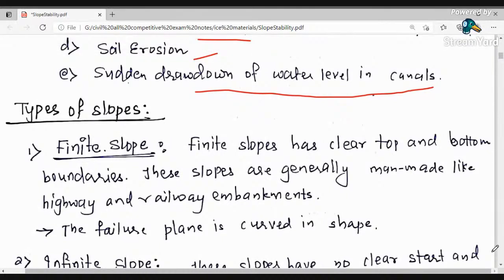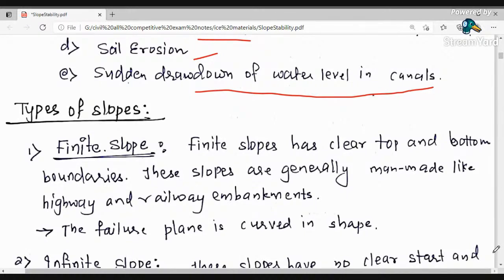Okay, next we have the types of slope, so we also have to know about what the types of slope are. In classification we found that we have man-made slope and natural slope, but based on this we cannot analyze the slope. For analyzing the slope we separate slopes into different categories: first one is finite slope and second one is infinite slope.